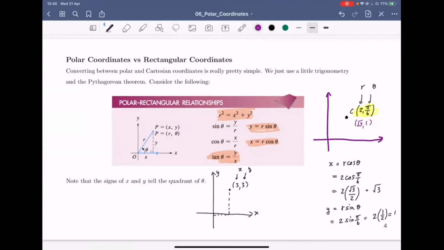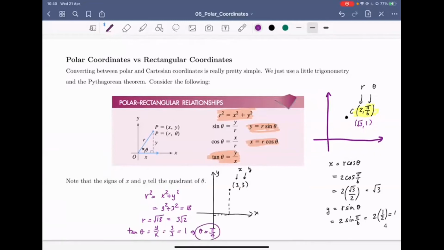So you can think: I know that r squared is x squared plus y squared, which is 3 squared plus 3 squared, 9 plus 9, 18. Then r is the square root of 18, which is 3 square root 2. Also tan theta equal to y over x, which is 3 over 3, and that is 1. Tan theta equal to 1 means theta equal to pi over 4, because tan pi over 4 is 1.